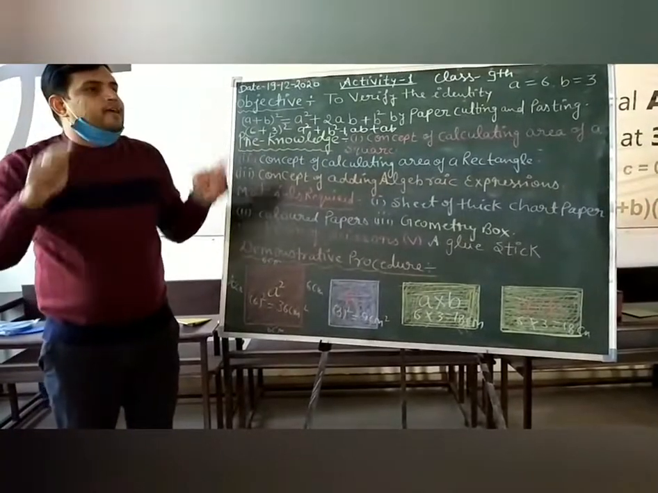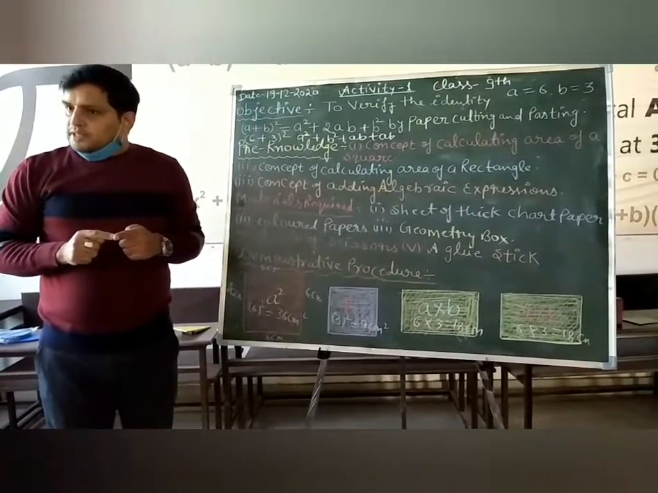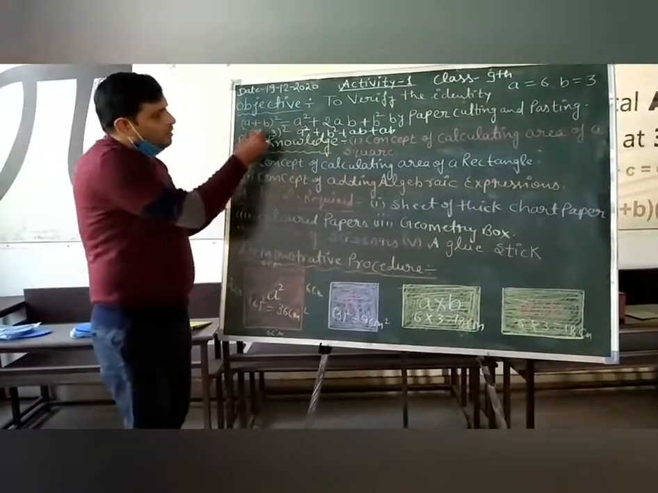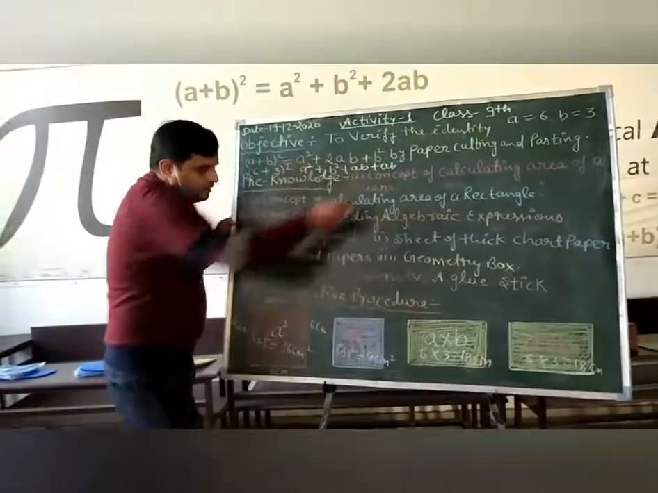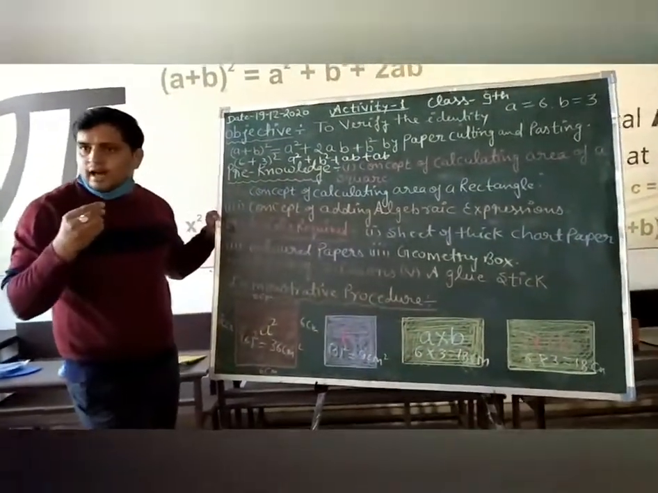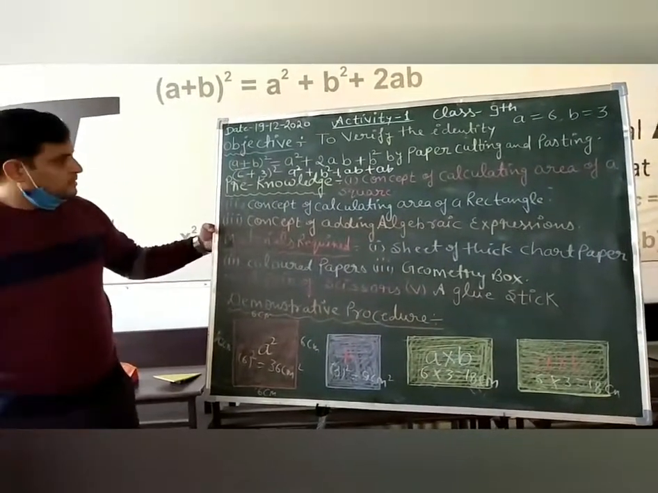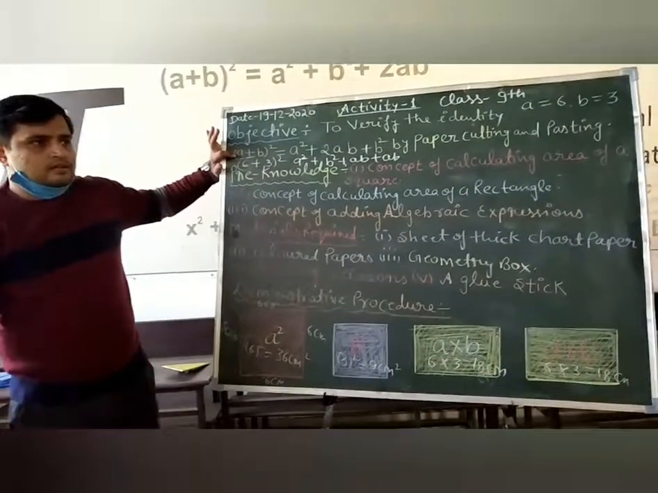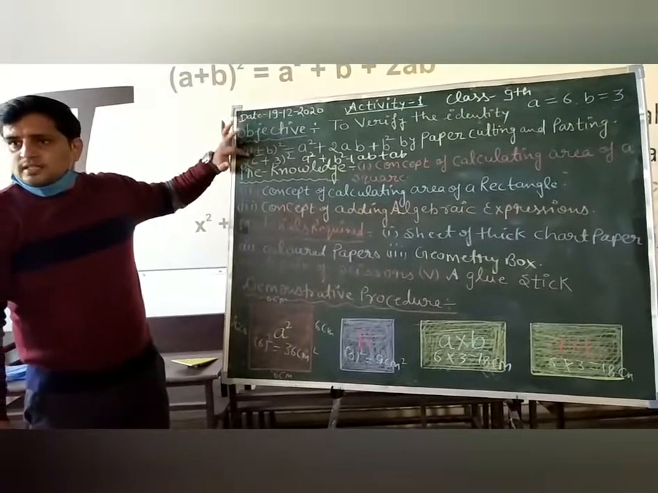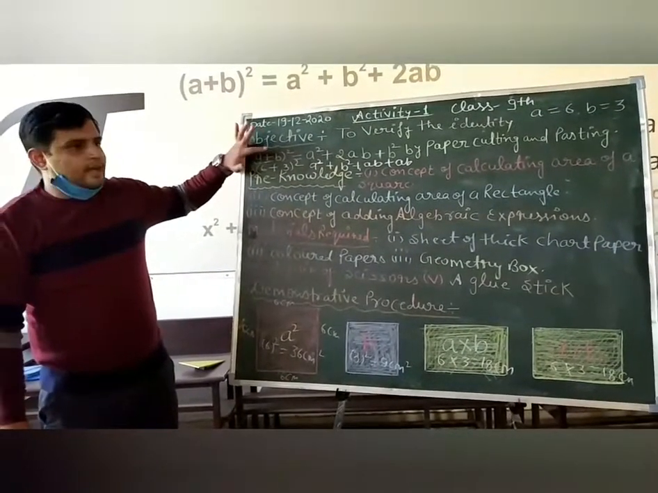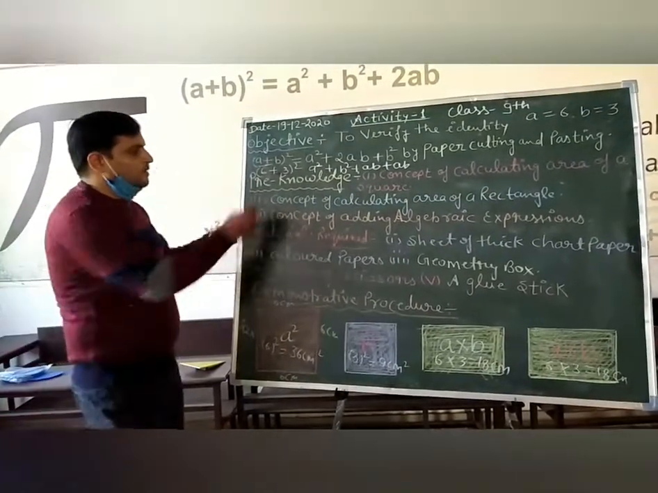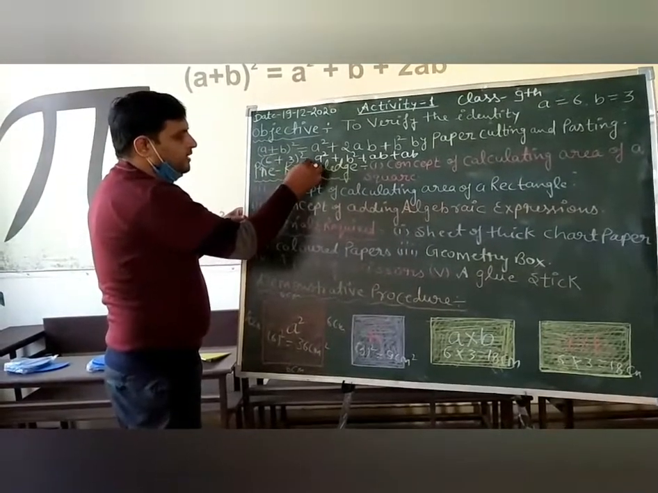We can take an A4 size white sheet. That part you already conducted in the RHS part. Now it is the time of LHS. A is 6, B is 3, so 6 plus 3 is 9, 9 squared is 81. So it will be 81.